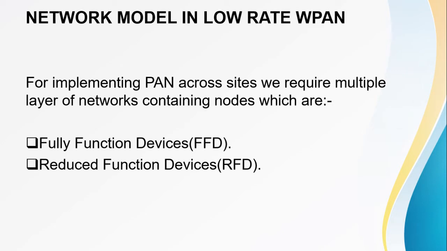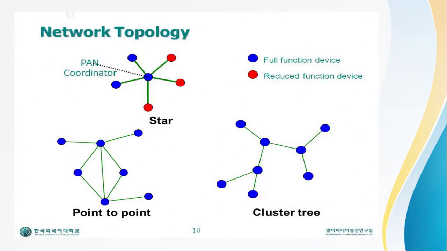Now, the network model in low-rate wireless personal area networks. For implementing a PAN across sites, we require multiple layers of networks containing nodes which are fully functional devices (FFD) and reduced function devices, which are RFD. Now, we see the network topology. In this, we have the PAN coordinator having different topologies like star, point-to-point, and cluster tree. The red ones show the reduced function devices, which are connected to the fully functioning devices.